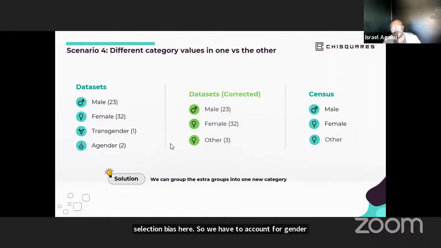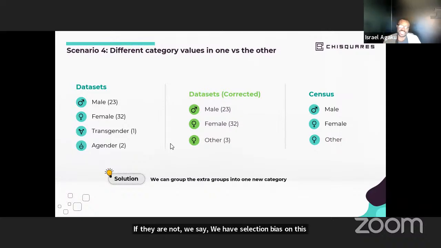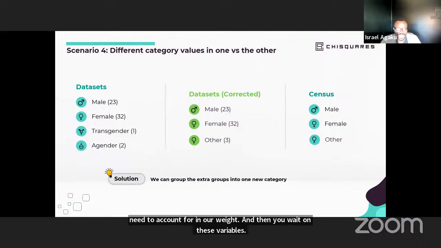Then we'll move to the next variable and say, okay, race and ethnicity. What is the percentage of whites, blacks, Hispanics in our sample? And what is the percentage in the national population? If those two things are not similar, they don't have to be identical, but they should be similar, we say we have selection bias on this. And that's how you go through all the variables, right? Then you can say, okay, these are the variables that we need to account for in our weight. And then you weight on those variables. So that's a simplified roadmap of what goes on.